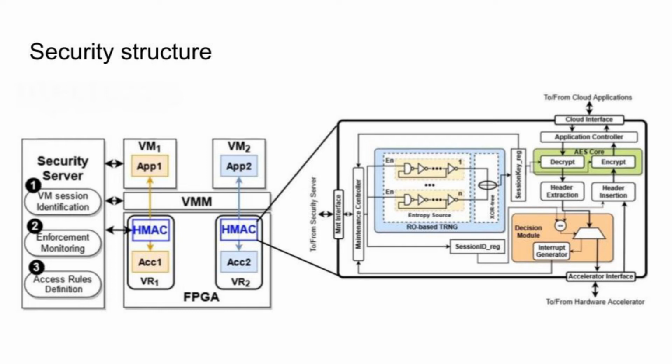It does so by using session information generated with the security server. Only when an application can provide the correct session information will it be granted usage of the appropriate virtual region. Essentially, communication between software and hardware accelerator is encrypted and checked against the session ID.